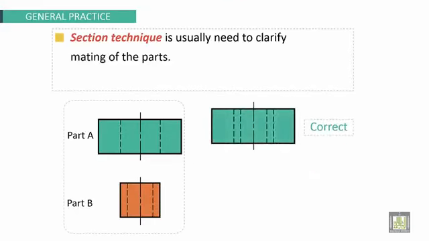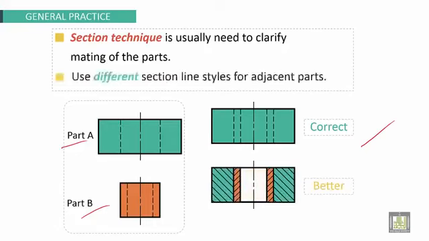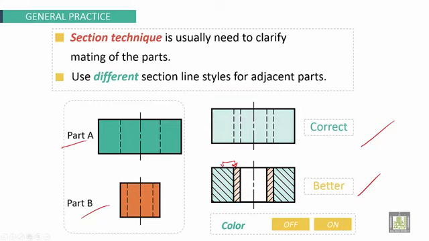Section technique is usually needed to clarify matching of the parts, part A and part B, in the same example. So like that, it is correct. That one is better. Use different section line styles for adjacent parts. We have to change the inclination of the section lines here. If we want to remove colors, this representation is better with section.